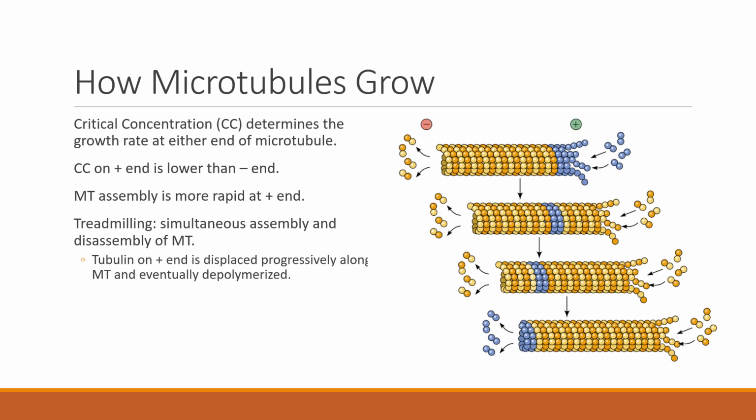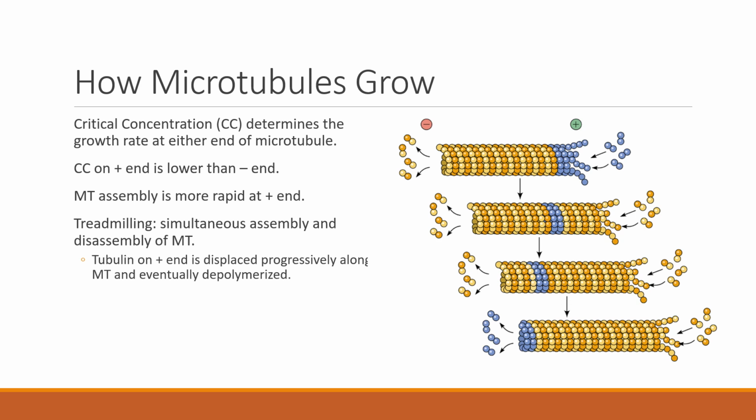Here I give a little bit more detail on how the microtubule grows. So critical concentration is when the tubulin heterodimer concentration at the microtubule assembly is balanced with its disassembly. So then critical concentration determines the growth rate of either end of the microtubule. Critical concentration on the plus end is generally lower than the minus end, so then microtubule assembly is more rapid on the plus end than on the minus end. If free tubulin concentration is higher than the critical concentration on the plus end, however, but lower than the critical concentration on the minus end, assembly occurs on the plus end, and then the disassembly occurs on the minus end.